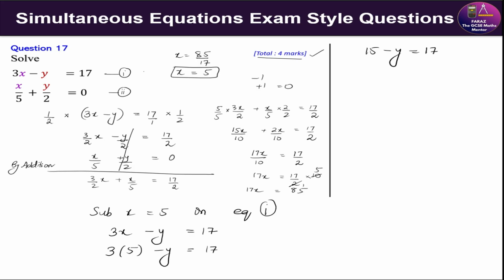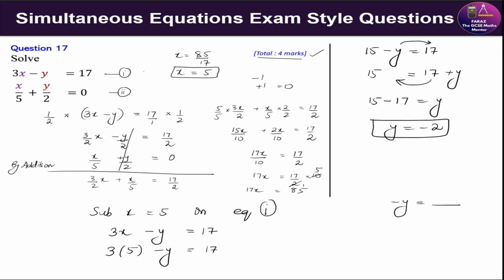Now to make y positive, you have to shift this y to the other side, okay? So you can't calculate the negative y actually. We are not finding negative y equals something. We are finding positive y equals what? So you have to make y positive. So therefore it will look like this, 15 equals 17 plus y. Now shift this 17 to this side, so it will become 15 minus 17 equals y, which means y equals negative 2. So x is 5 and y equals negative 2.